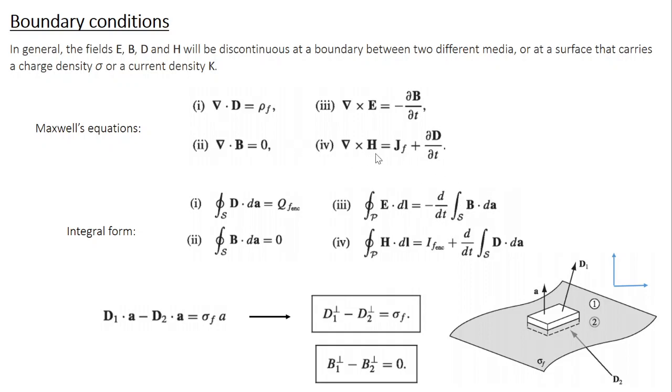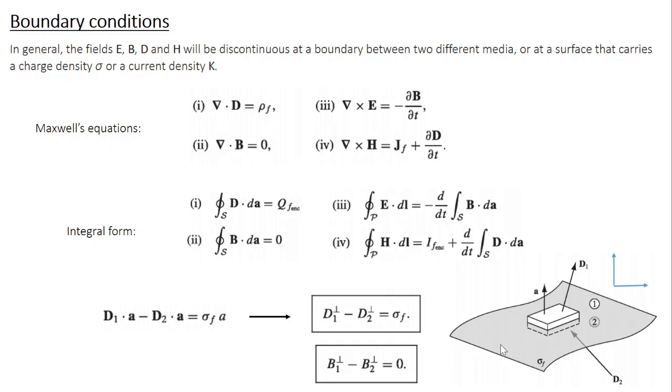In the same way you can convert the fourth equation as well. Apply the surface integral. The left hand side becomes the line integral H dot dl. Now the surface integral of the current density gives you the free current I_f enclosed by the surface. And the second term becomes d by dt of the surface integral D dot dA.